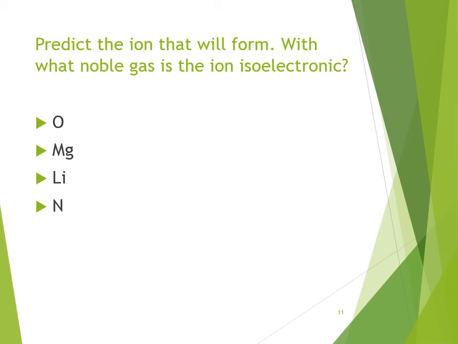So we'll work on these problems in class. We're going to predict the ion that will form, and we're also going to use the definition of isoelectronic to figure out what noble gas they're isoelectronic with.